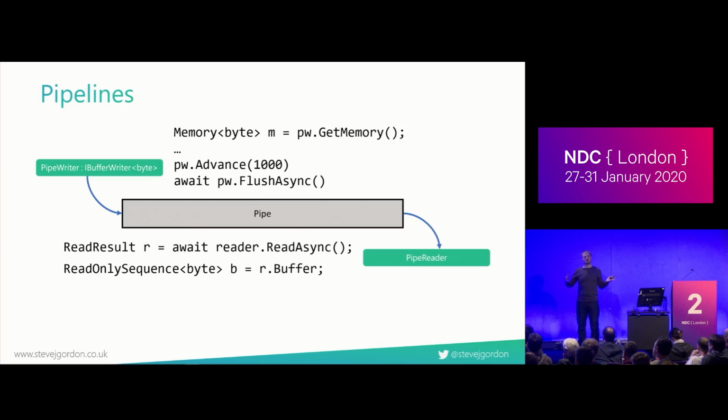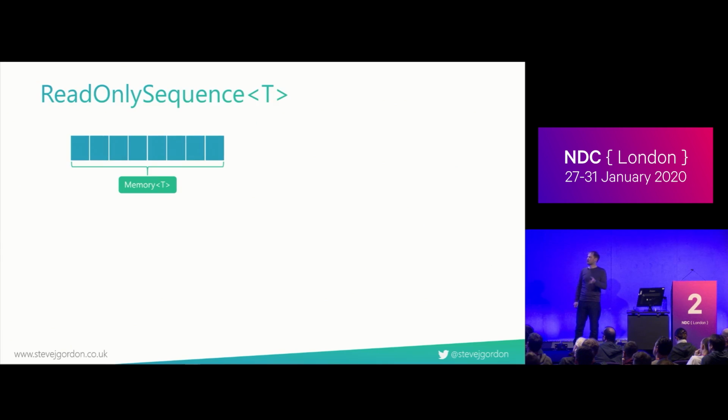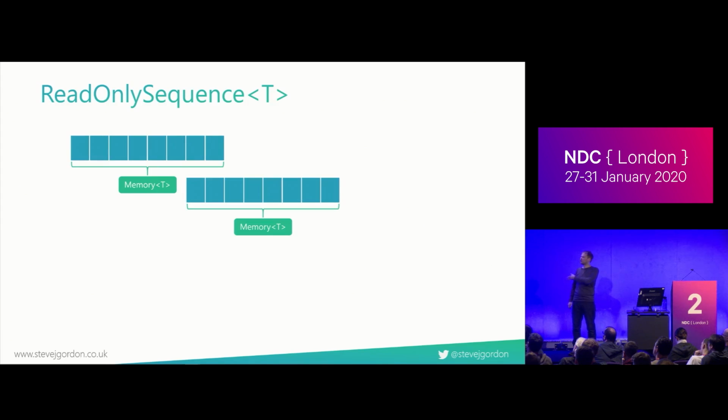If you're streaming data off of a network socket, you might get a small amount of data or you may get lots and lots of data. So the pipe has to be able to create buffers for you as it gets more and more data, as those buffers are filling up. And what it's going to do, essentially, is create lots of memory of T's off of the array pool internally.